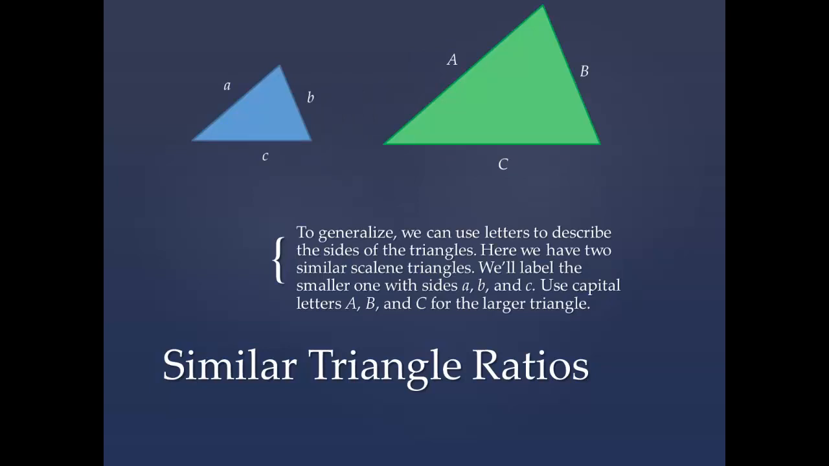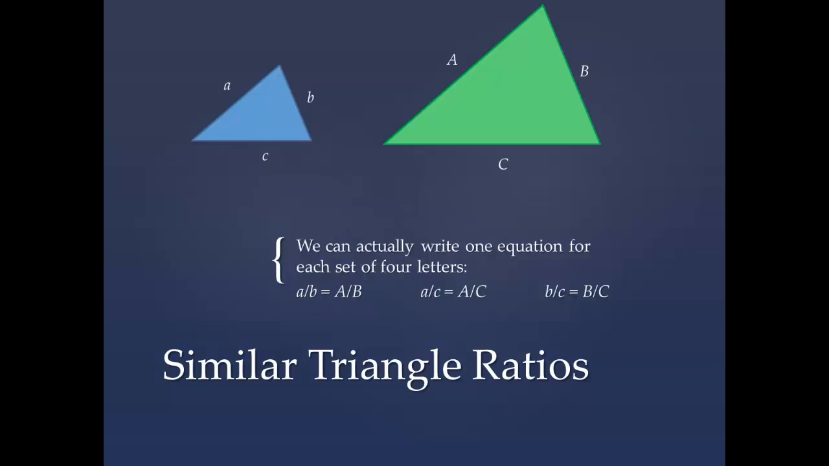Here we have two similar scalene triangles. We'll label the smaller one with sides a, b, and c. Use capital letters, capital A, capital B, and capital C for the larger triangle. We can actually write one equation for each set of 4 letters. Little a is to little b as big A is to big B. Little a is to little c as big A is to big C. Little b is to little c as big B is to big C.